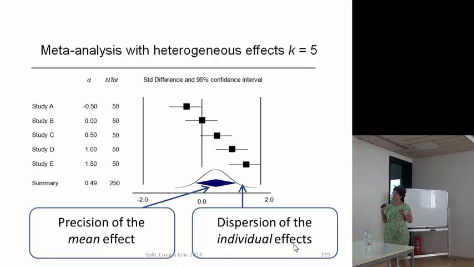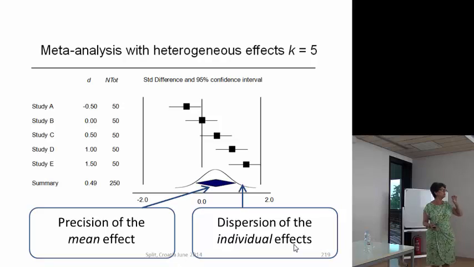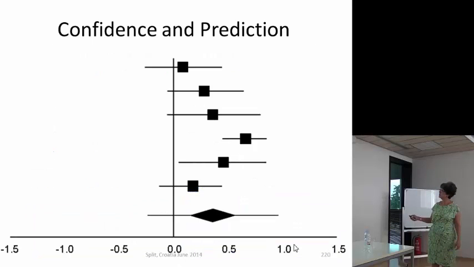So the predictive interval, or prediction interval, helps you clarify the difference between the mean, the precision around the mean effect and the actual amount of true dispersion across the whole distribution of individual effects. Okay? And so if this is the confidence interval around the mean, the predictive interval says that the actual dispersion of all the true effects is wider than that.